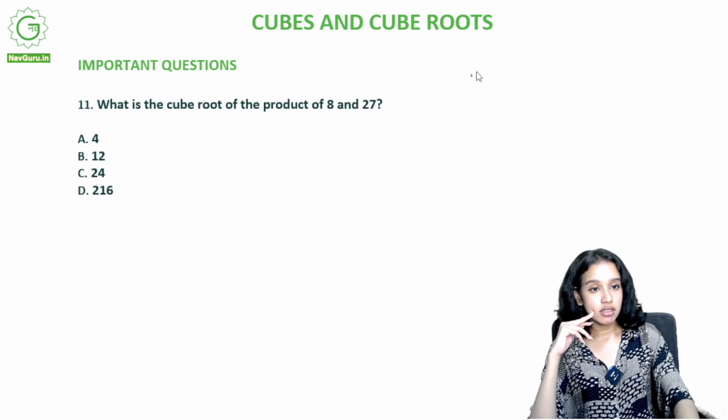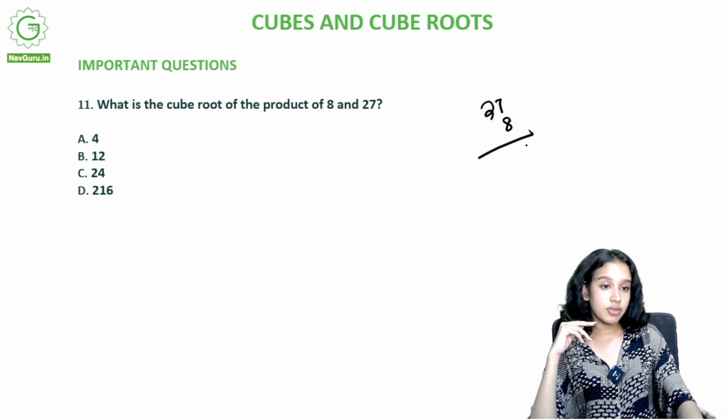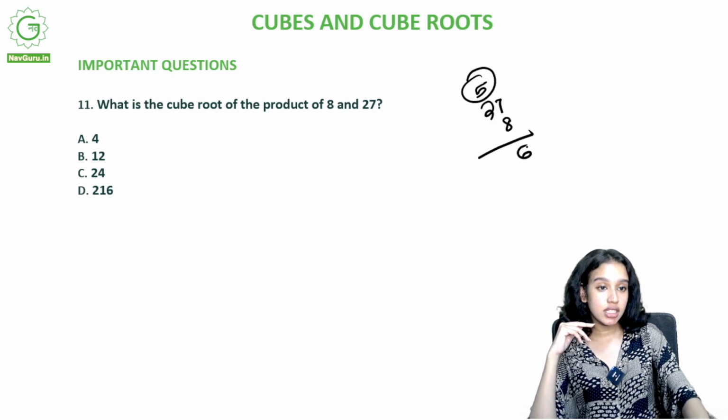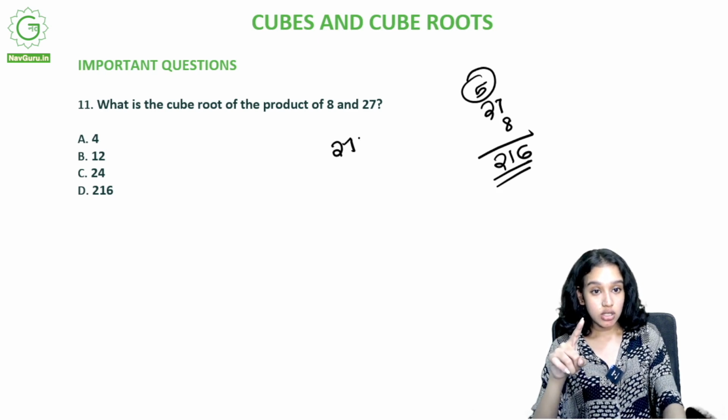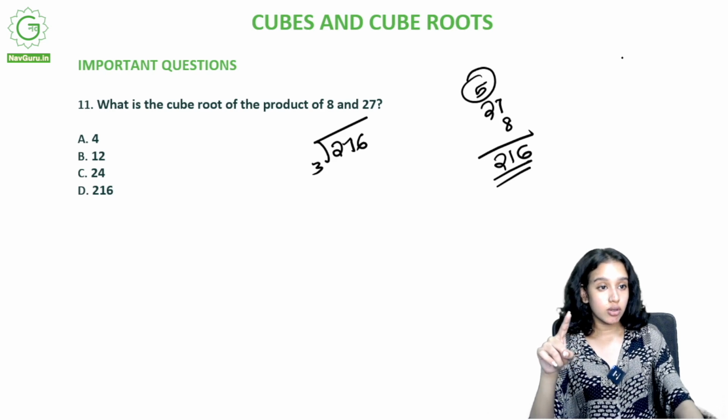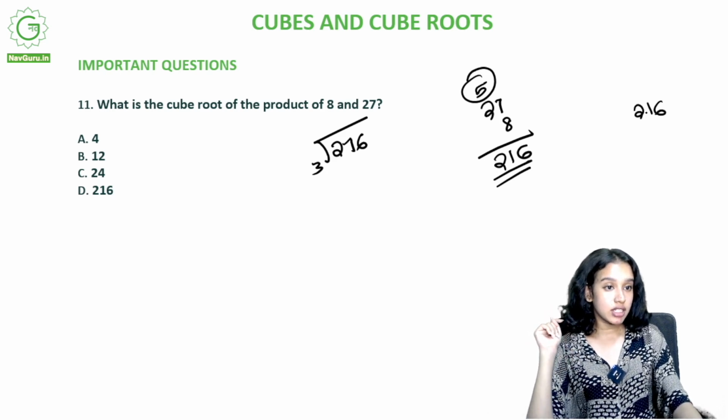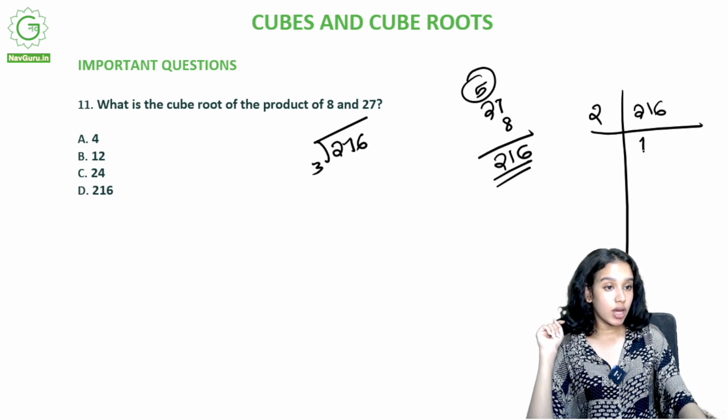27, and 8 7s are 56, 8 2s are 16 and 21. So we need to find the cube root of 216. Now, doing the prime factorization, 216 divided by 2 we get 108.